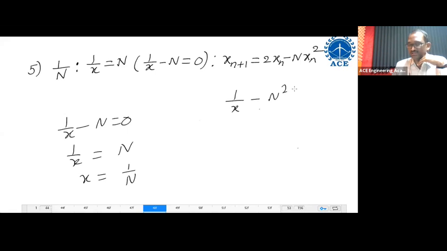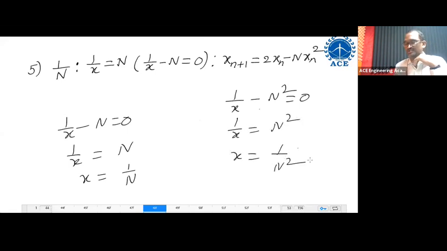1/x - n² = 0. Then 1/x = n², so x = 1/n². Now this is the corresponding algebraic equation. So f(x) = 1/x - n², f'(x) = -1/x², and then substitute.